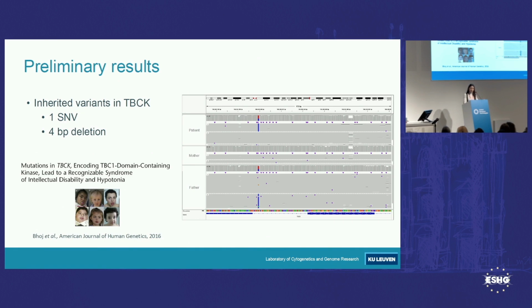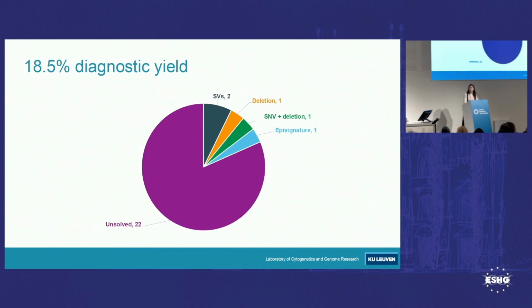So taking all those results together, plus one sample that I did not mention, but for which we found an episignature in our cohort, but we are still looking for the causative variant, it will mean that we have a diagnostic yield of 18.5% in our small cohort. And you have to keep in mind that 22 patients are still being analyzed, so this could still increase or decrease if we cannot confirm everything the way we want.